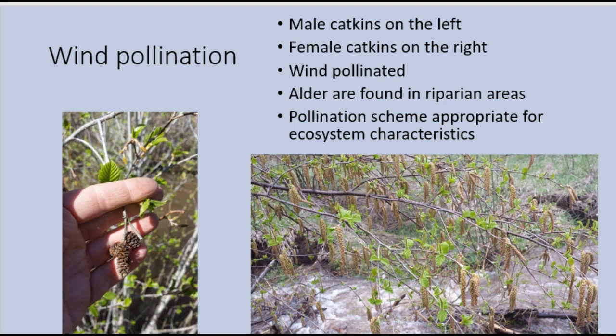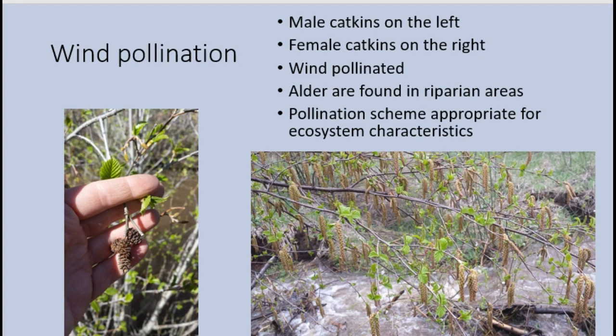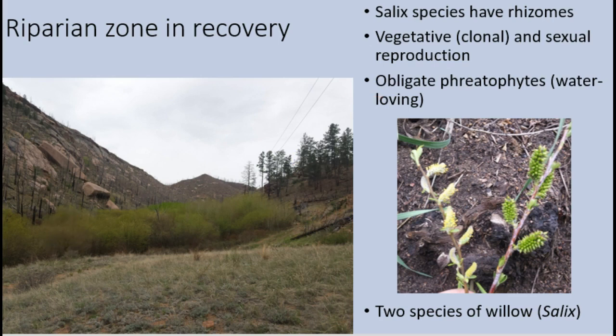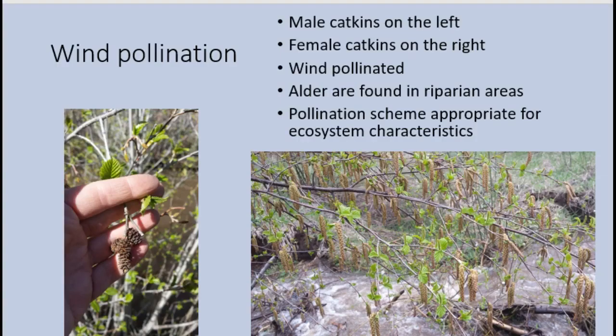So I mentioned that the willow were wind pollinated, and there's other species that wind pollinate as well. Here we have the alder, okay? And alders are interesting plants because they are deciduous, but they have reproductive parts that are very similar to conifers. Female catkins, and these are wind pollinated. And alder, just like salix, are found in the riparian zones. See the similarity in their reproductive parts.